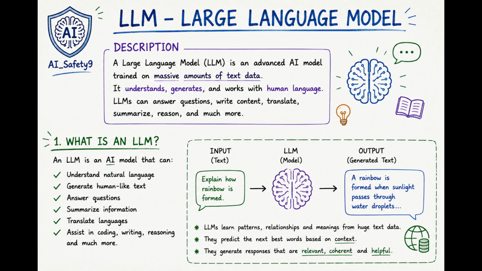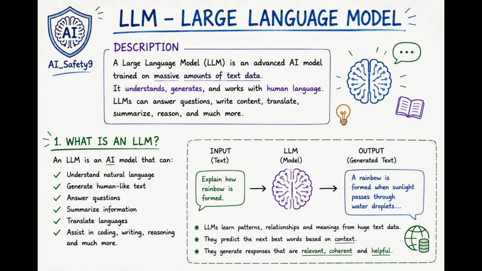Because of this training, an LLM can perform a wide variety of tasks. It can answer questions, summarize lengthy documents, translate between languages, help write emails or reports, generate computer code, and even assist with complex reasoning and problem solving. Now let's see how it works. When you type a prompt, such as "explain how a rainbow is formed," your request becomes the input.